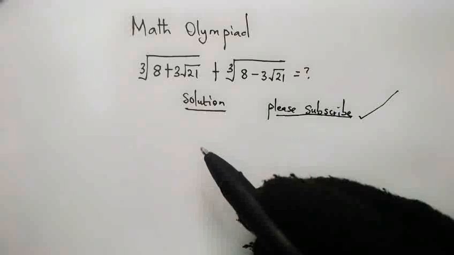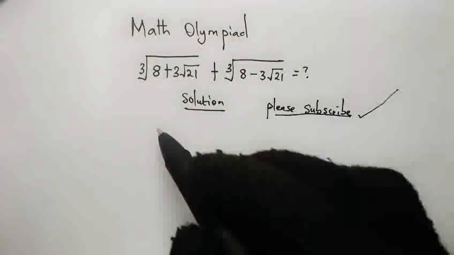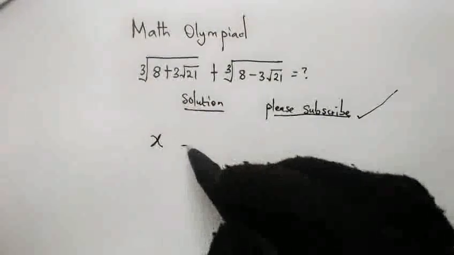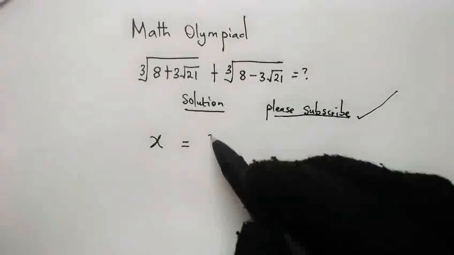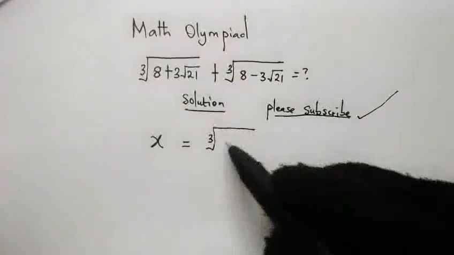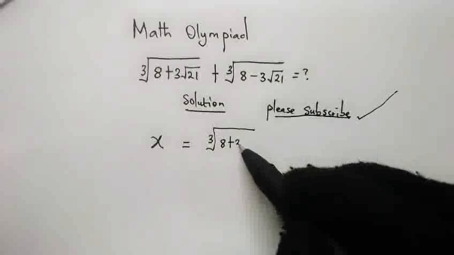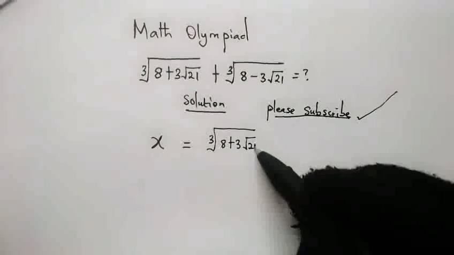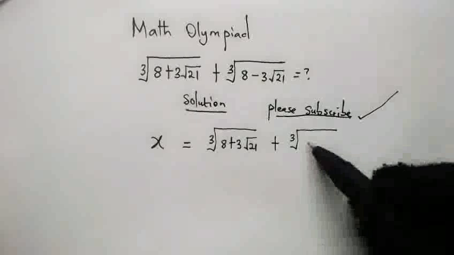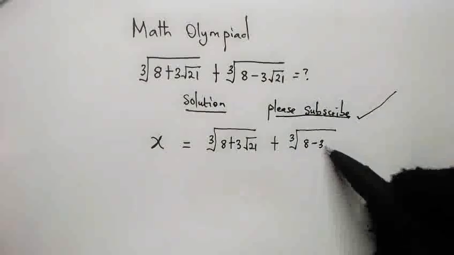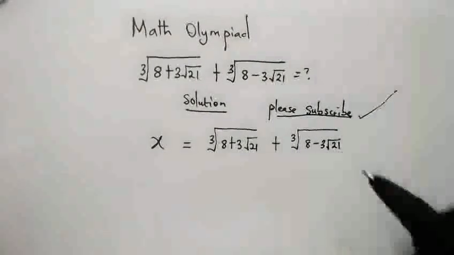Now I'm going to solve this equation. I'm going to start by letting x be equal to what we are asked to evaluate. So here we have x is equal to the cube root of 8 plus 3 root 21 plus the cube root of 8 minus 3 root 21, right?